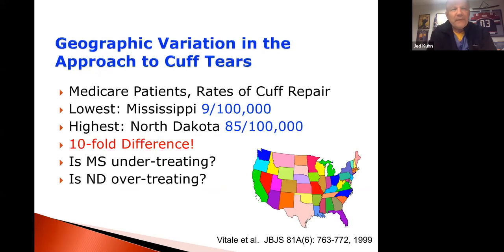Next slide. We know that there's a lot of geographic variation in how people approach rotator cuff tears. This was a study done by Evan Flato's group years ago, but basically in Mississippi, there were 9 cuff repairs per 100,000 Medicare patients, and in North Dakota, there were 85 rotator cuff repairs per 100,000 patients, a 10-fold difference. So what that points out is there's a lot of variation, that surgeons don't practice the same way in the same locations.